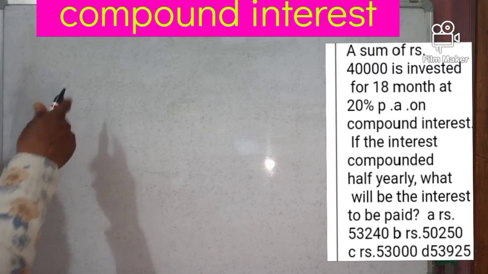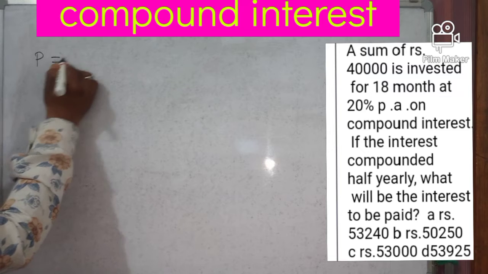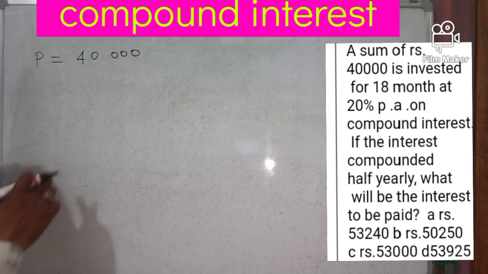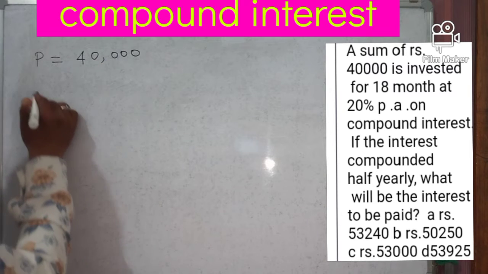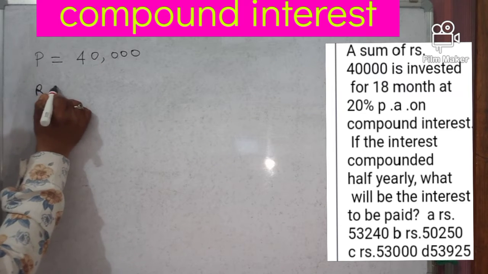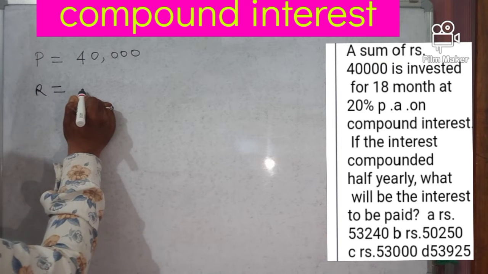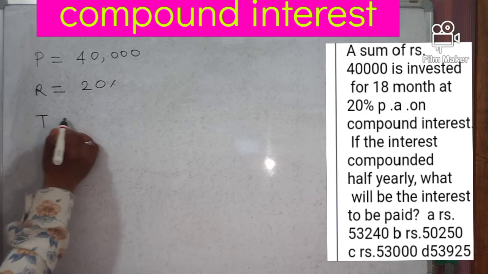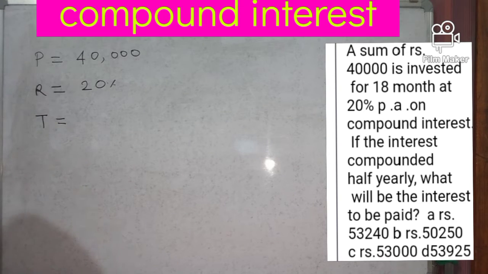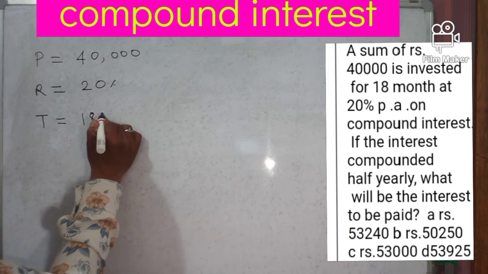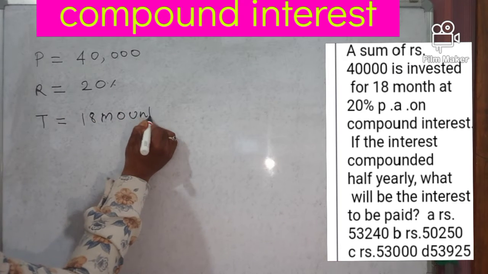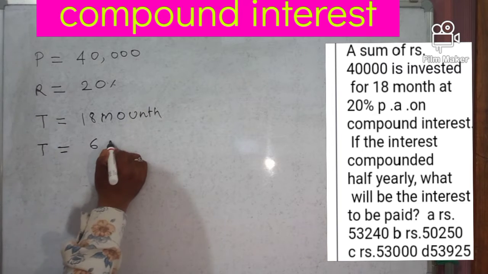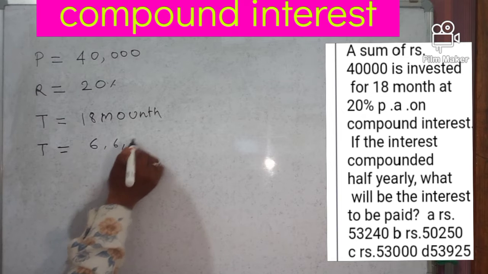Principal is given 40,000, right? And rate of interest is 10%, 20%, right? And time is given 18 months. So we convert it to 3 periods of 6 months, right? 6, 6, 6 will be 18 months.